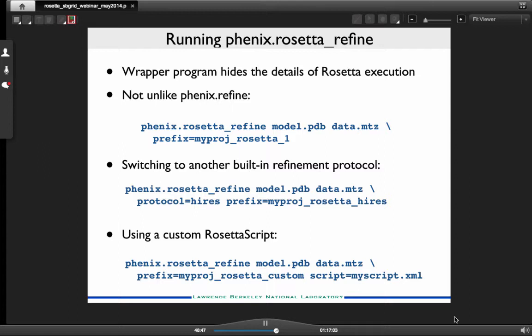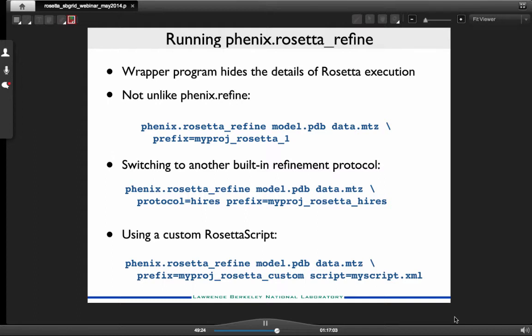There are several ways to run it, but the way we recommend is using a wrapper program that hides some of the messier details of how to actually run Rosetta. The program is intentionally meant to be run much like Phenix Refine. So you simply give it a model PDB file and your data file, and that's it. In the best case, you don't need any other options. There are some flags that you can specify for output, but it's designed to figure out most of the other parameters automatically. It'll extract data for you automatically, like Phenix Refine.